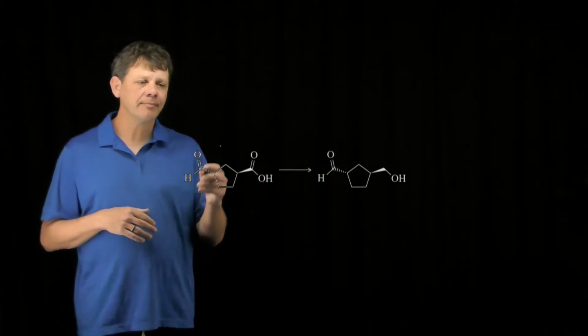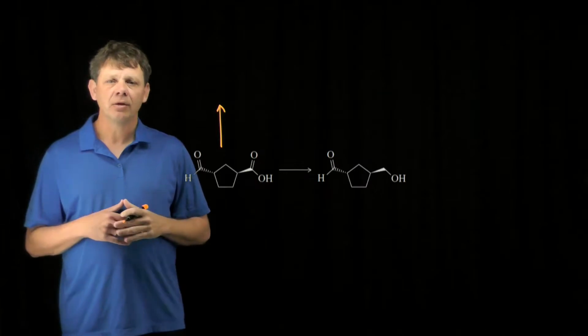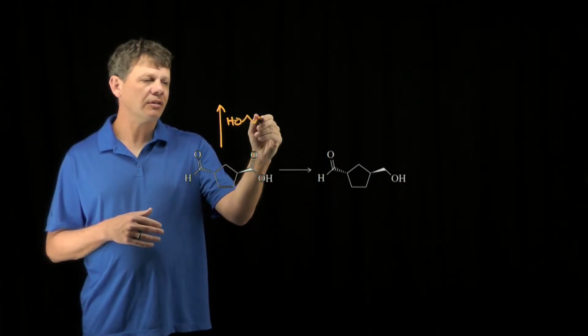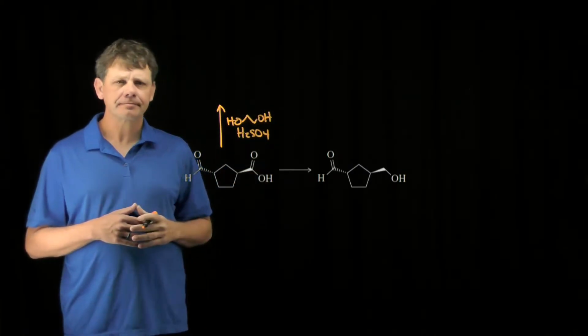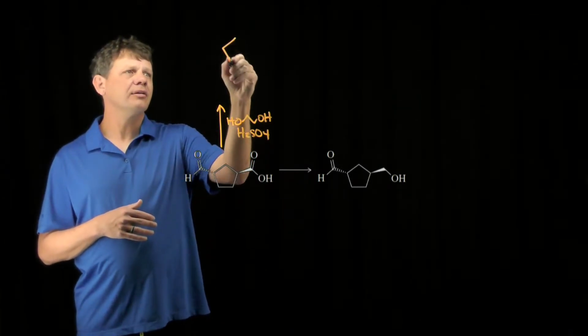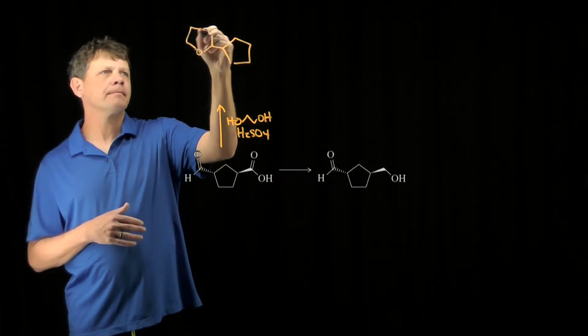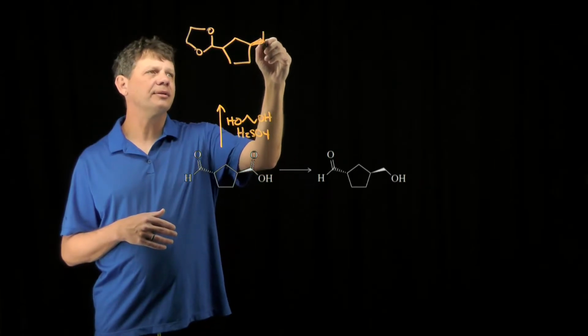How can we prevent that? Well, we can go back to our protecting group strategy. So we know that we can protect aldehydes using ethylene glycol and some acid like sulfuric acid. That would give us a molecule that has the aldehyde protected and would leave behind the carboxylic acid.